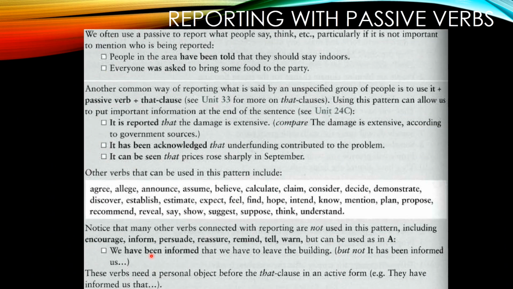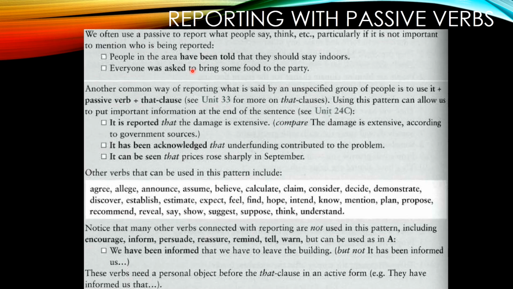And now we're going to talk about reporting with passive verbs. This topic is slightly related to the topic reported speech, but it's like the implementation of these verbs in the passive forms. We often use a passive to report what people say, think, etc., particularly if it's not important to mention who is being reported. It's like we mentioned in the beginning of our lecture.